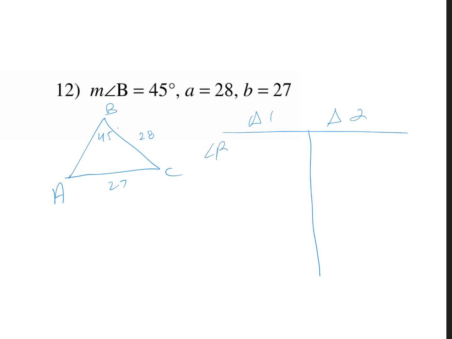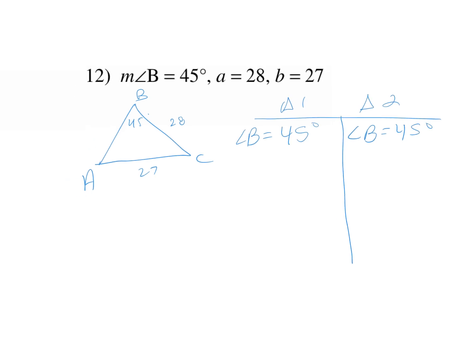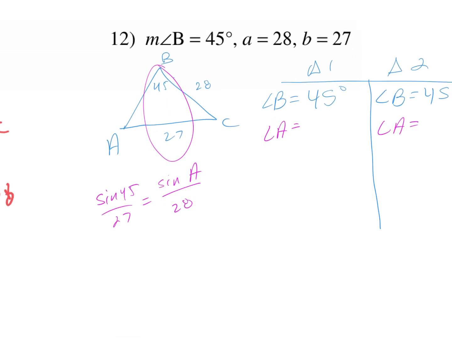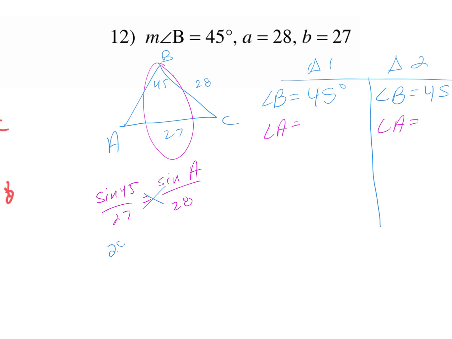So I'm going to go ahead and write down, if I have two triangles, let me go ahead and set it up. If there are two triangles, angle B in both of them will be 45 degrees. So look at your law of sines proportion that they gave you. 45 degrees and 27. So I'm going to say sine 45 over 27 equals, what angle am I finding? A, sine A over 28. So in this case, I'm seeing angle A, what it would be in both triangles. So cross multiply. 28 times the sine of 45 equals 27 times the sine of A.